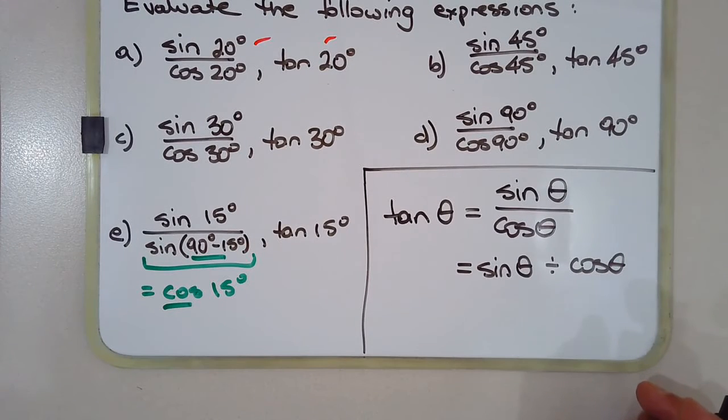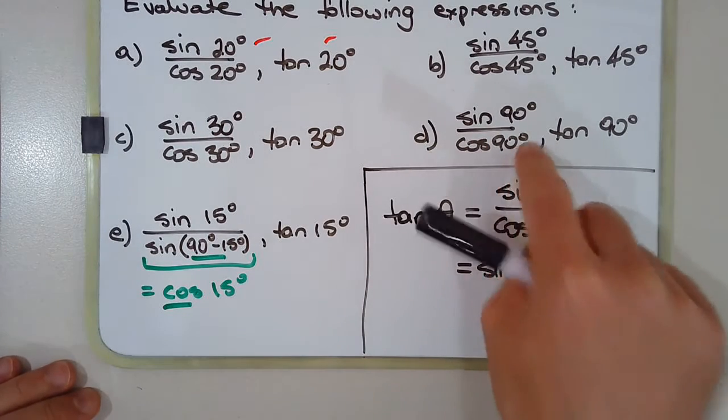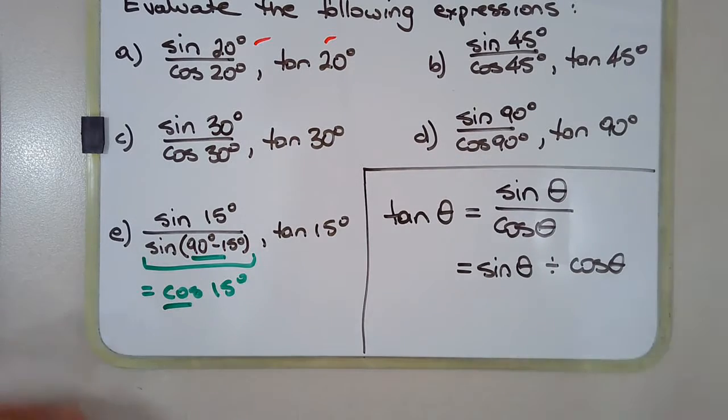Somehow. Just quickly back to this sine of 90 over cos of 90. And we said we got a math error.